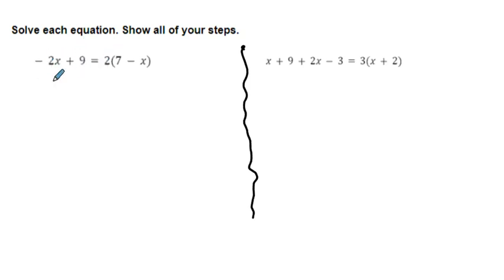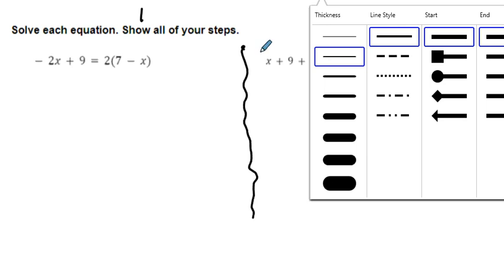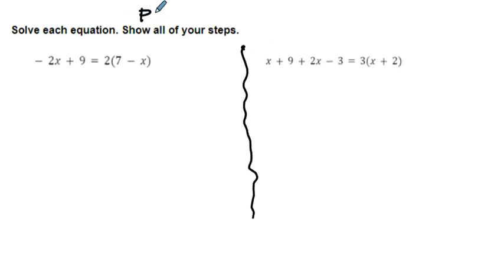So I got negative 2x plus 9 equals 2 times the quantity 7 minus x. So the very first thing, if we think about our order of operations, we're going to use PEMDAS, right? So parentheses always come first. So let's deal with this guy, right? And 2 times 7 is going to give me 14. And 2 times negative x gives me negative 2x, right? And then this side over here is negative 2x plus 9.